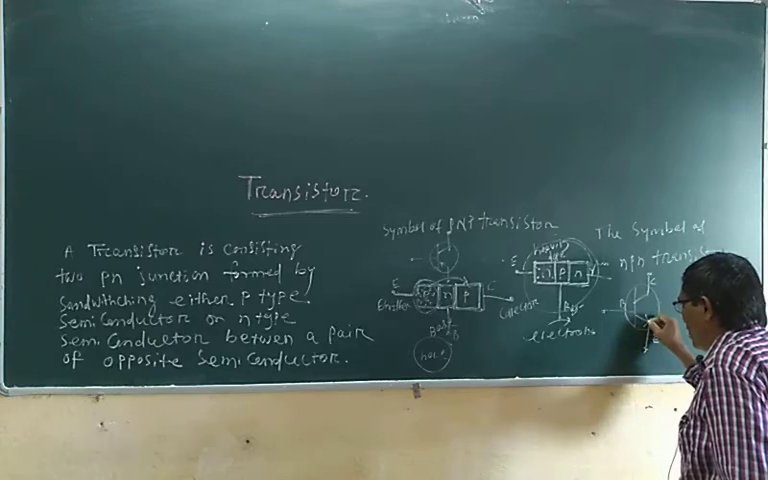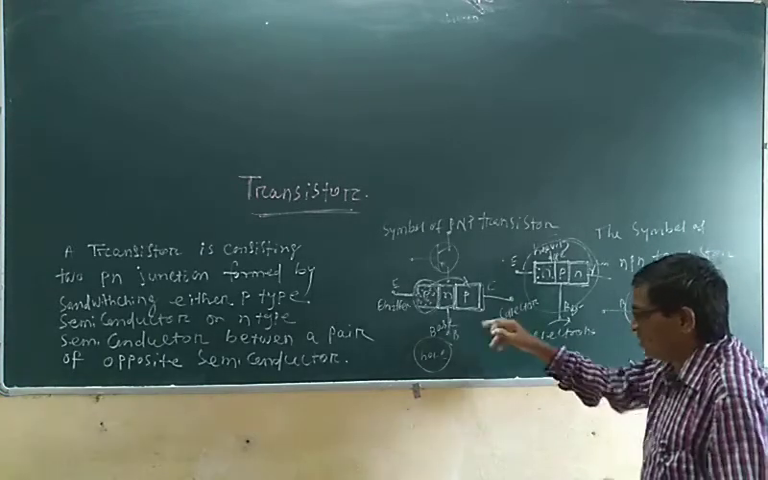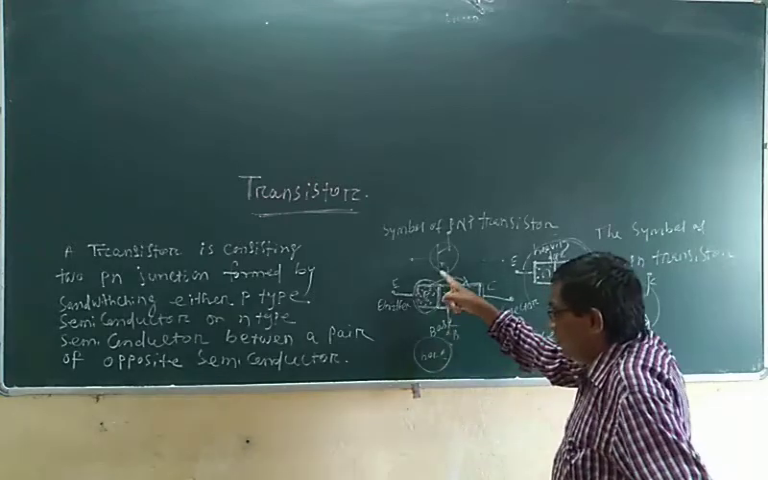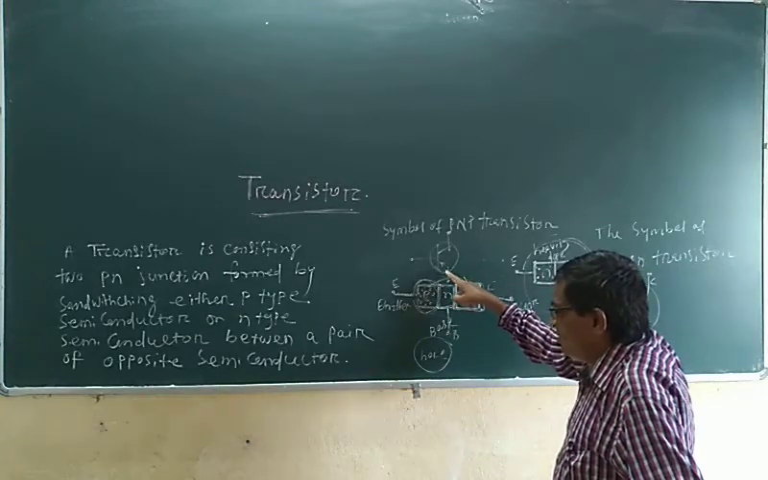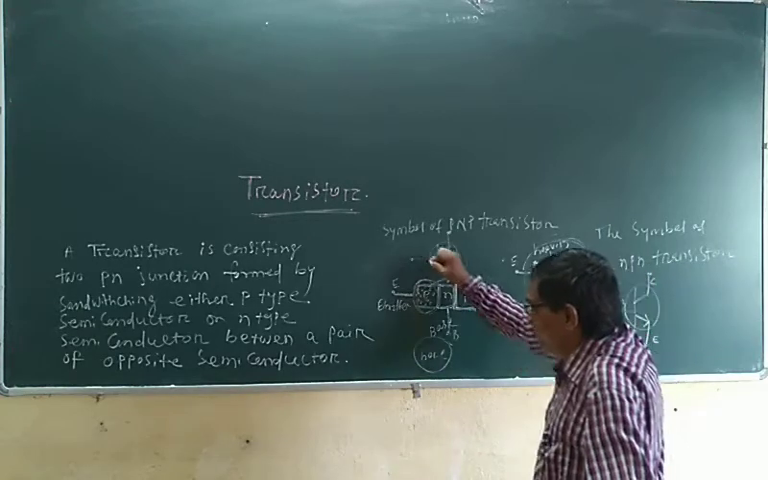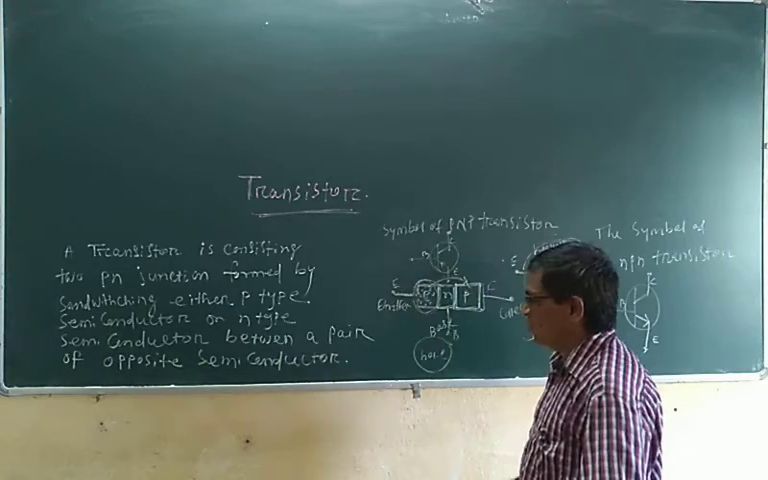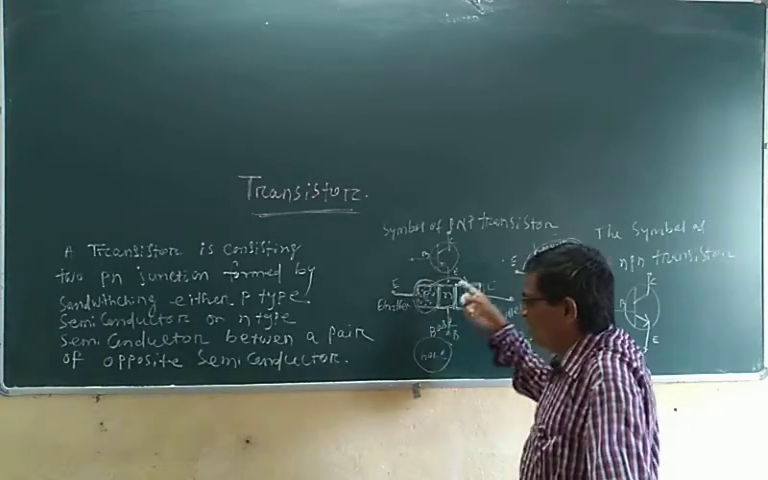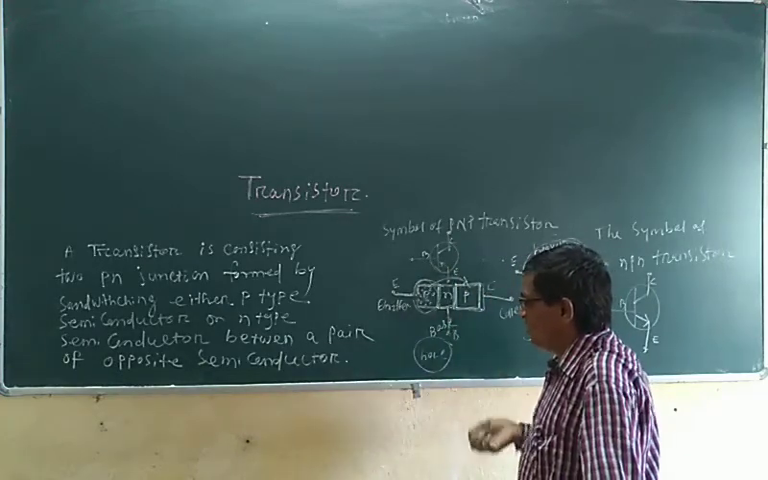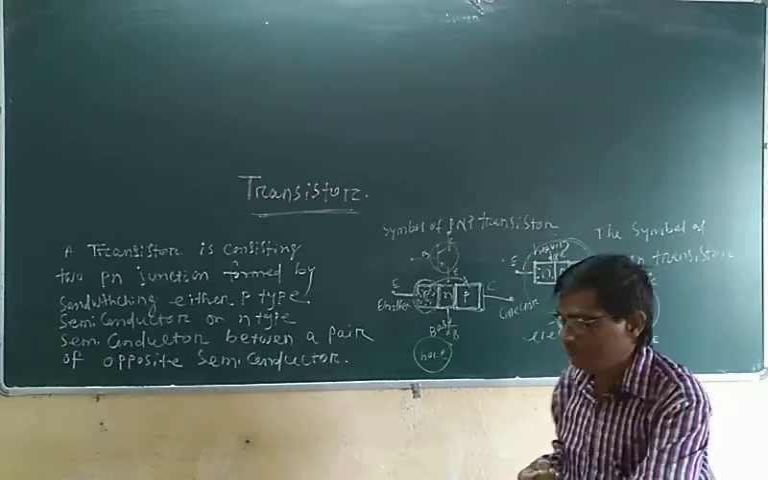The arrow mark points outside from the base, but in a PNP transistor, the symbol indicates the arrow mark pointing towards the inside, toward the base terminal. Here this is the base, collector and emitter. So there is very little difference between a PNP and an NPN transistor.